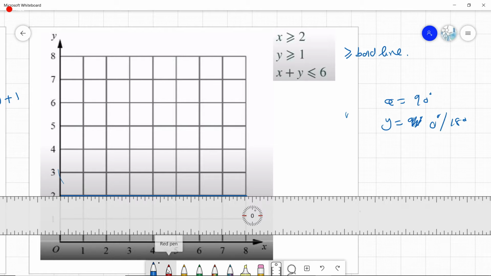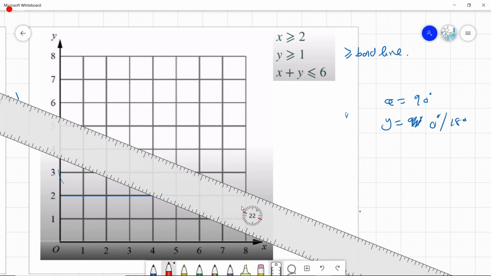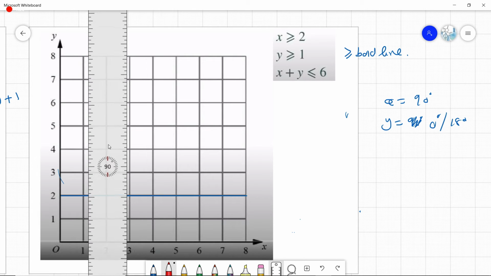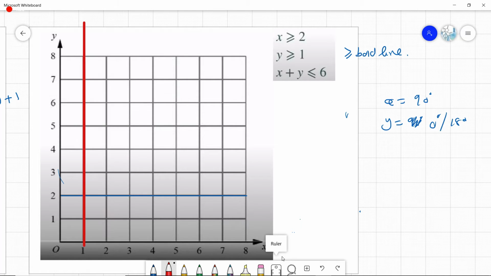Next thing, it says that y is greater than negative 1. So I go to 1 again, and now it's going to be 90 degrees, because we're talking about x. So put it at 90 degrees. There we go. And go to 1, and again bold that line. So now we've done that.